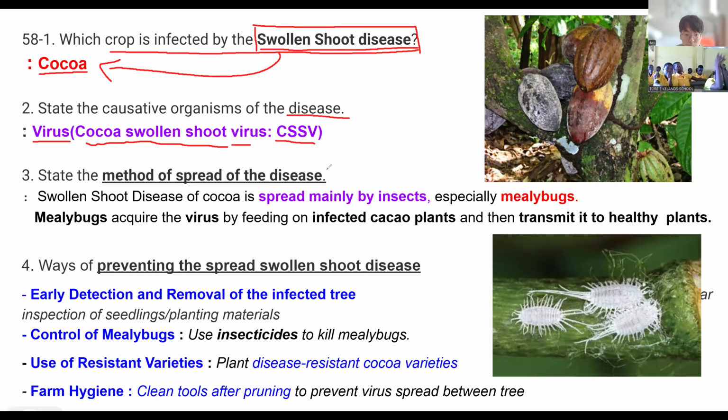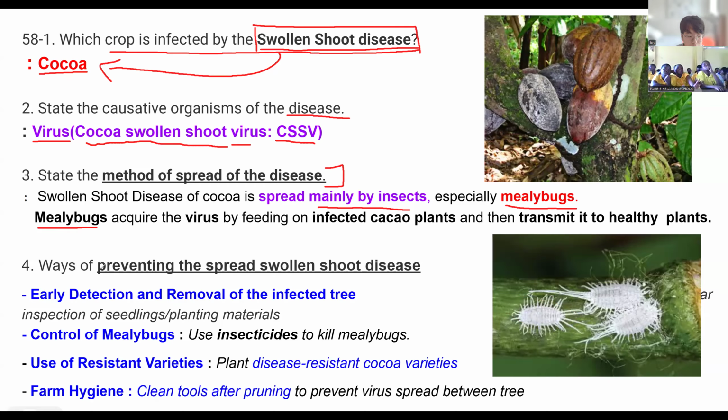And the method of spreading the disease is mainly through insects. So this disease is spread through insects, especially mealybugs. So mealybugs acquire the virus by feeding on the infected plants and then transmit it to the healthy plants by biting onto the next one. That's how they spread the disease. And these smaller guys are the mealybugs. They eat the infected plants and then transmit it to healthy plants.